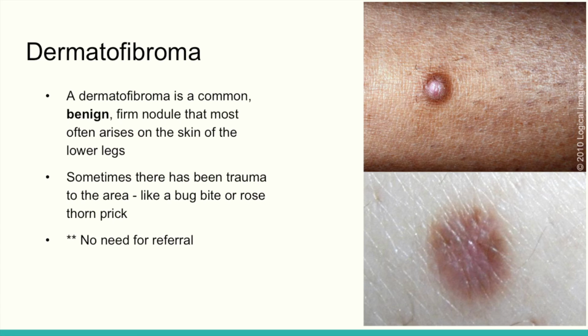Dermatofibromas look a lot like melanoma if they have the right growth on them because they are not a consistent color. Again, they are benign. They're firm nodules that arise from the skin, usually on the lower legs. You can see them on the scalp, but not as often. They can also arise after trauma to an area, like a rose thorn prick or a bug bite. Again, they're benign. There's no need for referral of them. But again, these are a little bit tricky because if you look at the color of these, the color is inconsistent.